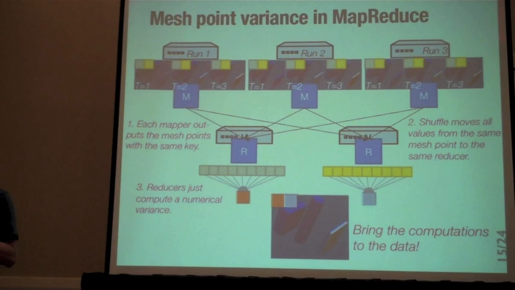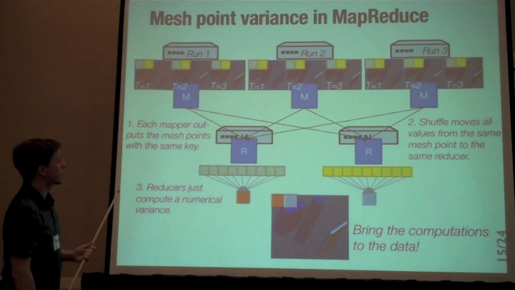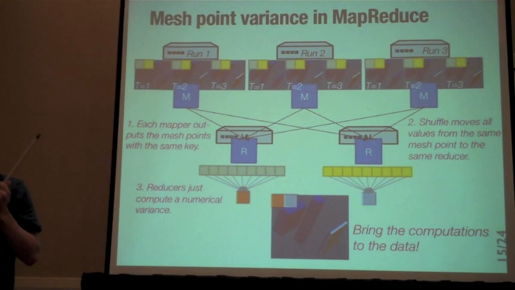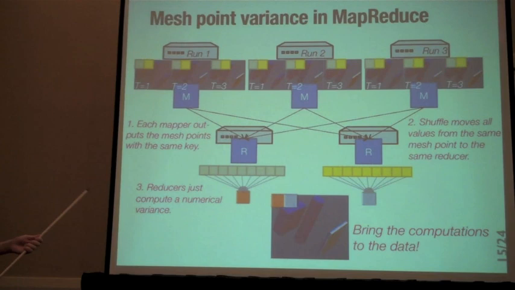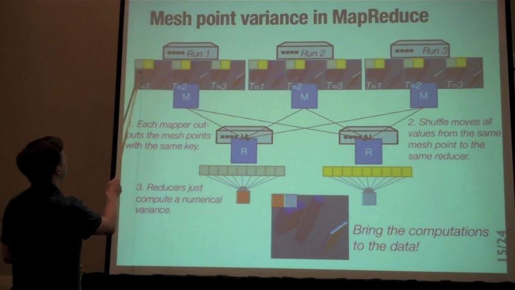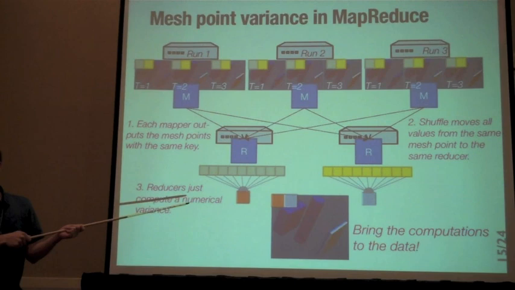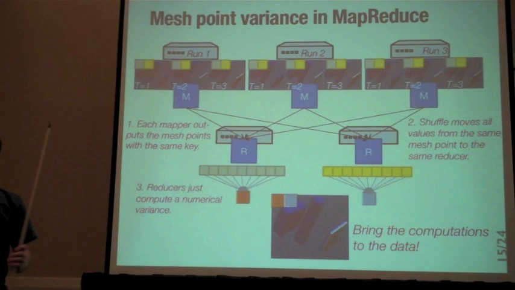Those will all be grouped by the same reducer. So if we want the variance, all the reducer has to do is compute a variance of all of the data it gets in, and then we can compute a variance overall. Now, the message here is that we can bring the computations to the data, but it sure looks like we're bringing all the data to the computation, because we're aggregating it on the reducer.